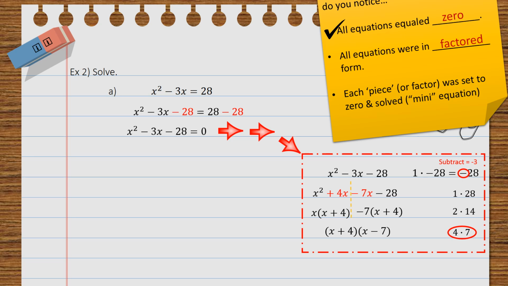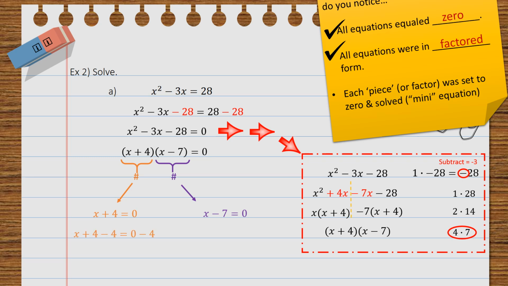Since we're done with our side work, we go back to the equation and write it in factored form. So now our equation is x plus 4 times x minus 7 equals 0. We now have the equation in factored form. So now we notice we have some number, x plus 4 equals 0, and some number, x minus 7 equals 0. We're now setting each piece equal to 0 and solving.